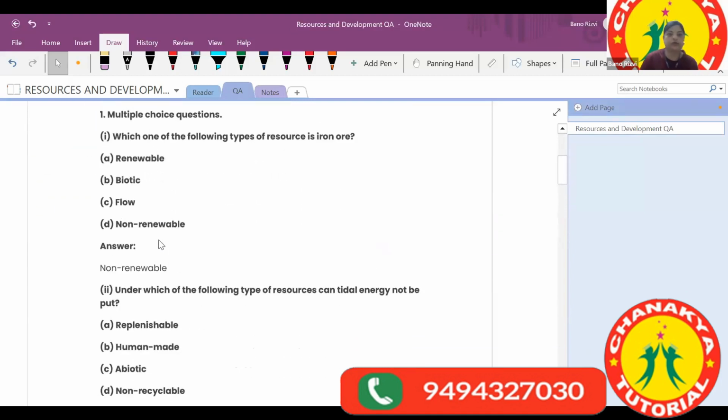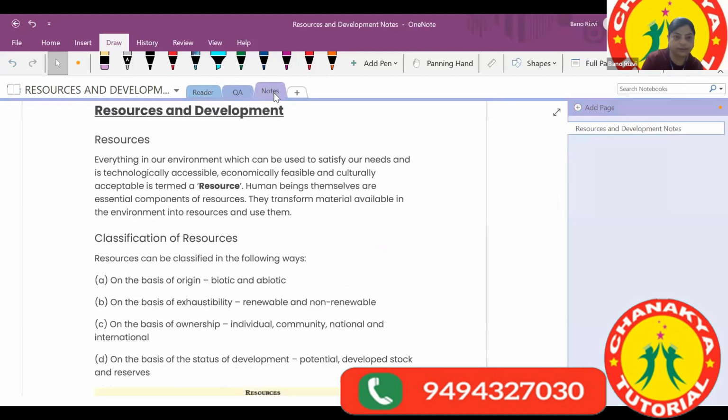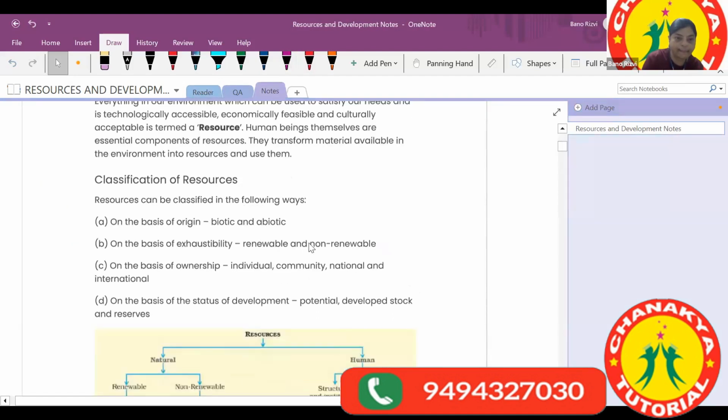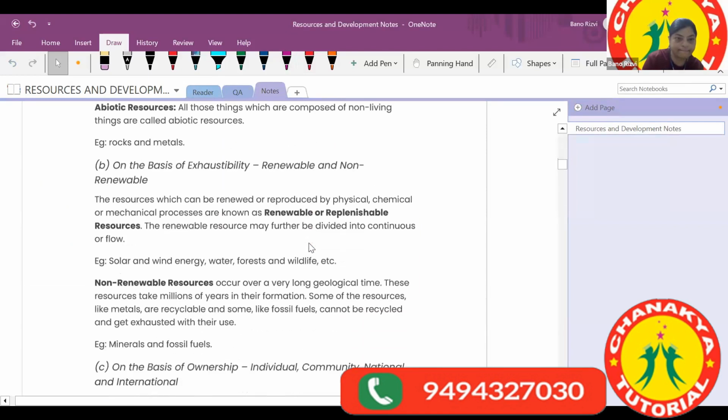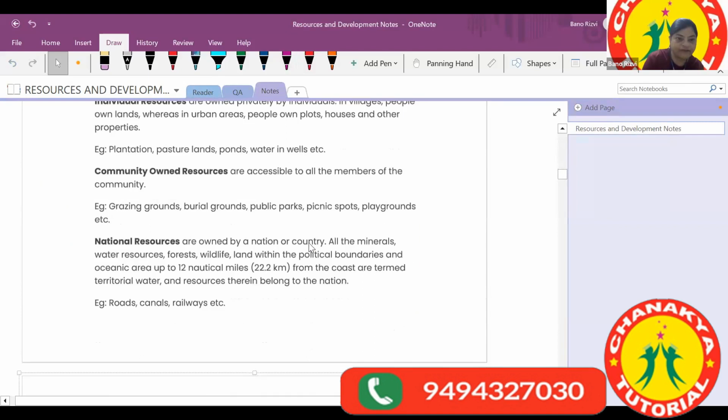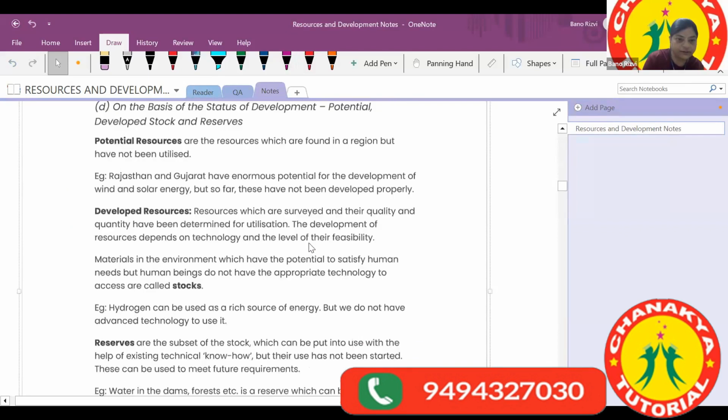Now, which one of the following resources is iron ore? I have given the answer. I will send it to you. You don't have to worry about it. Let me show you the notes. We have done all this.